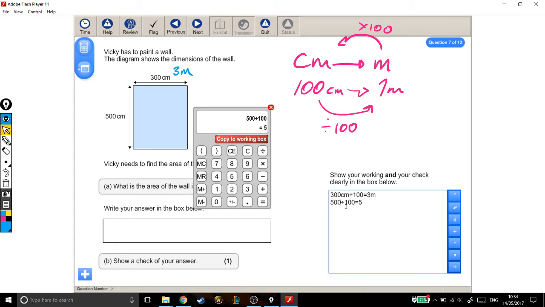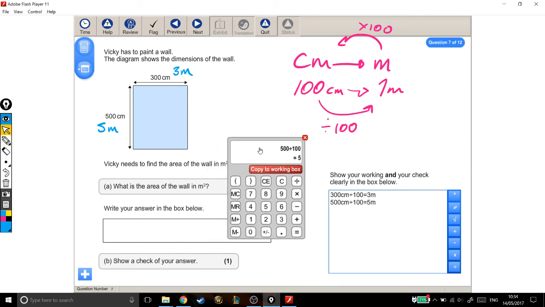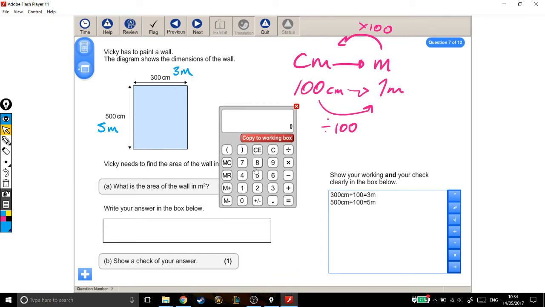So 500 centimeters equals 5 meters. So I'm just going to label that on my picture. Alright, so now we can work out the area. And like we were saying before, we can times the width by the height of a rectangle to find out the area of the space inside. So clear this. 3 meters times 5 meters means that the area is 15 meters squared. Go back, put some units in. 3 meters times 5 meters is 15 meters squared.